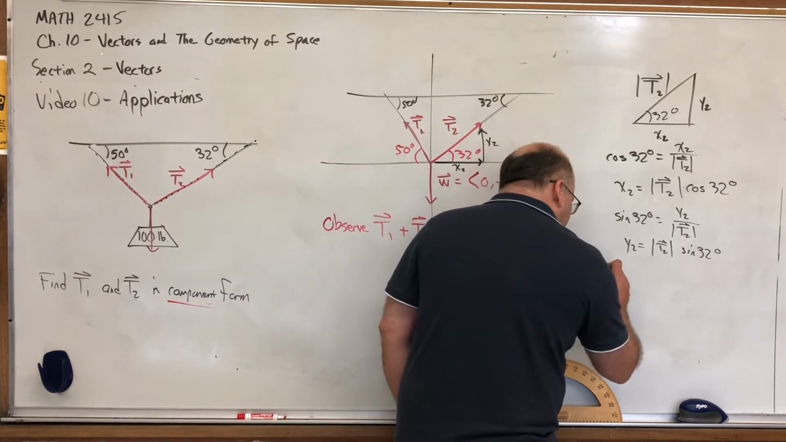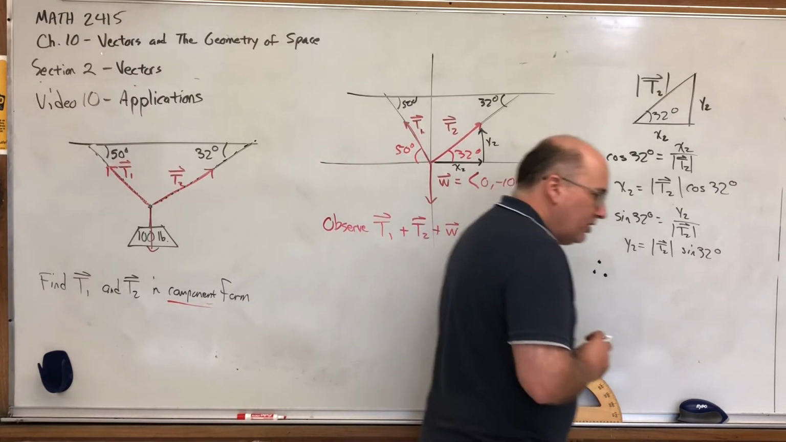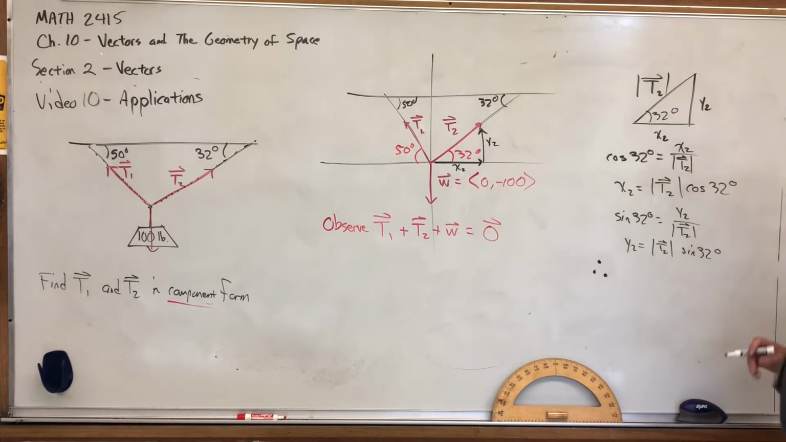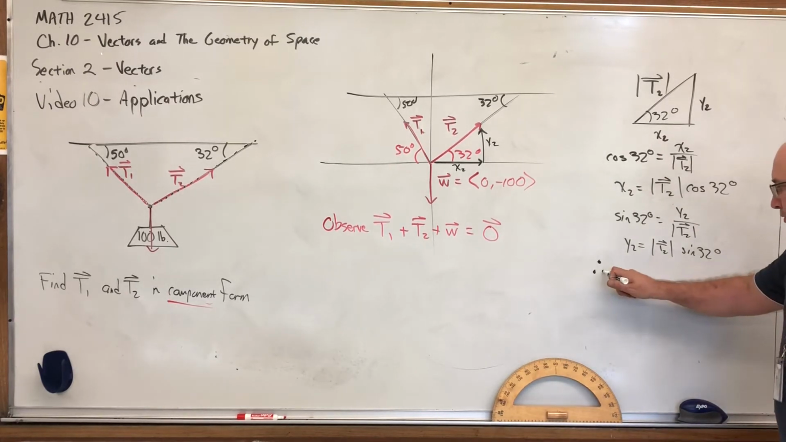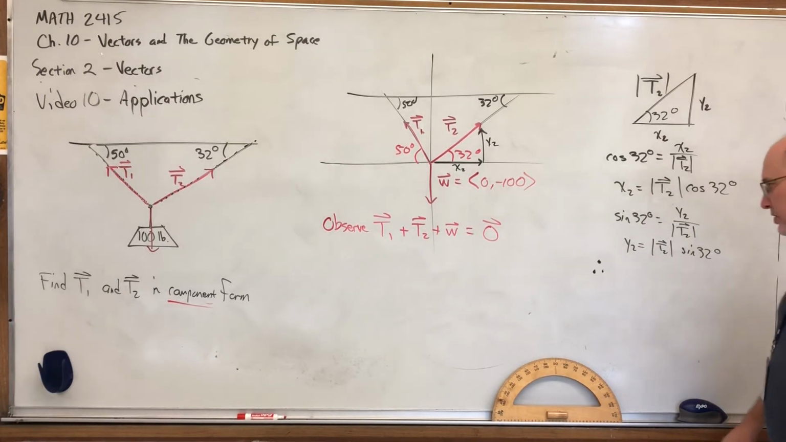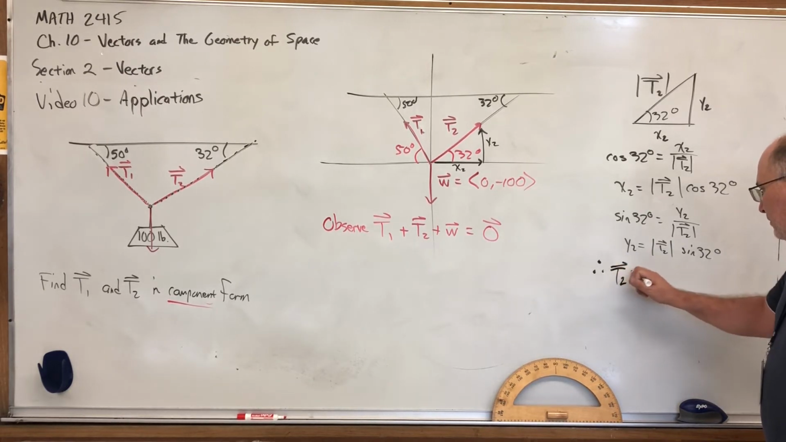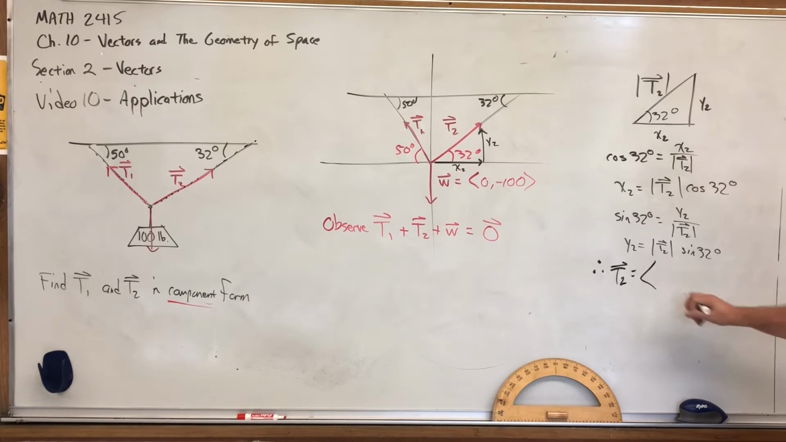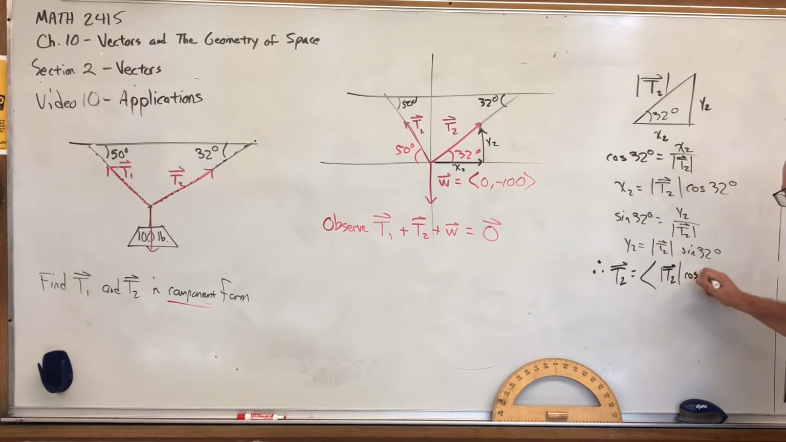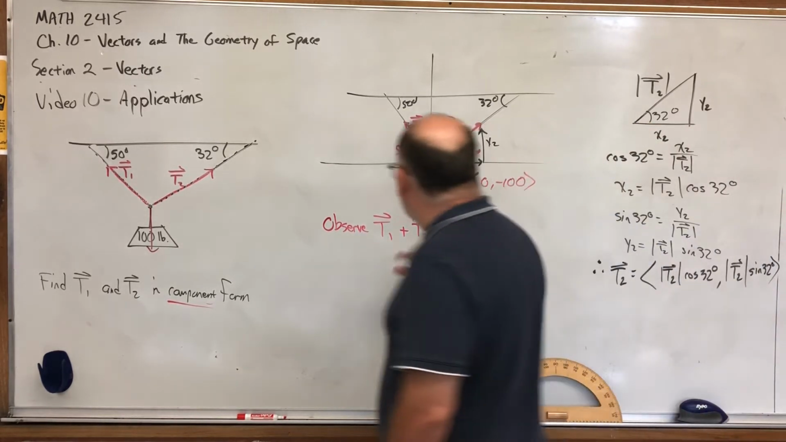Therefore, and I'm not sure if I used this symbol in the class the other day, but the 3-dot triangle is a math symbol for the word therefore. It means we're about to draw a conclusion. Therefore, vector t2 in component form is the magnitude of t2 times cosine of 32 degrees, comma, the magnitude of t2 times sine of 32 degrees. So we have something to put here.